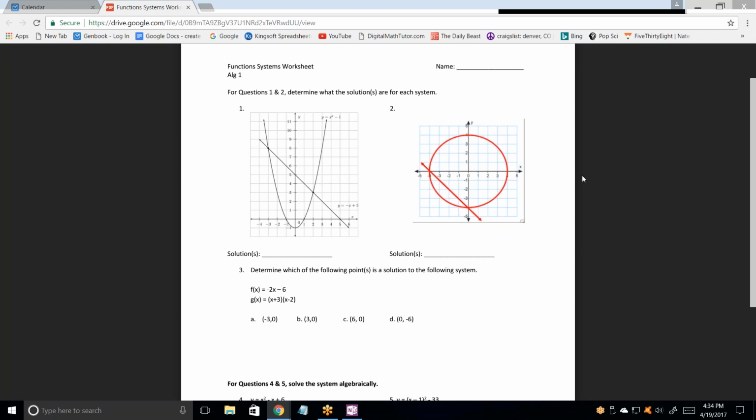Alright. In other words, conceptually, where is the solution when you're looking at a graph of two different functions? The point that intersects. Okay. So there's two intersection points on number 1. What are they?